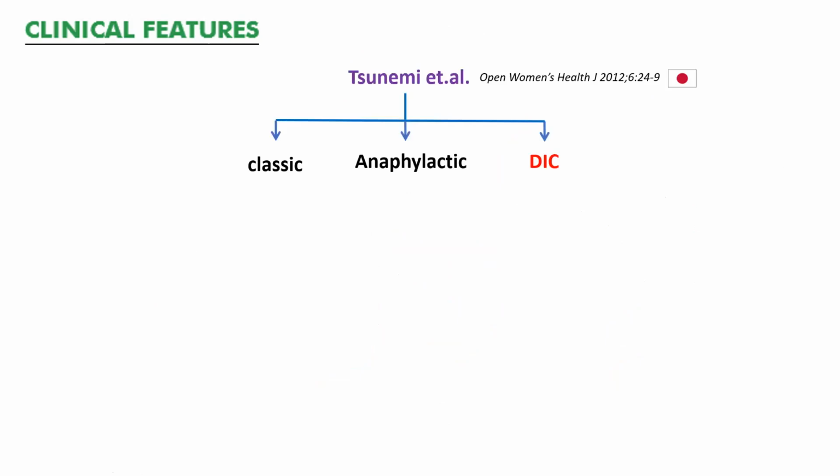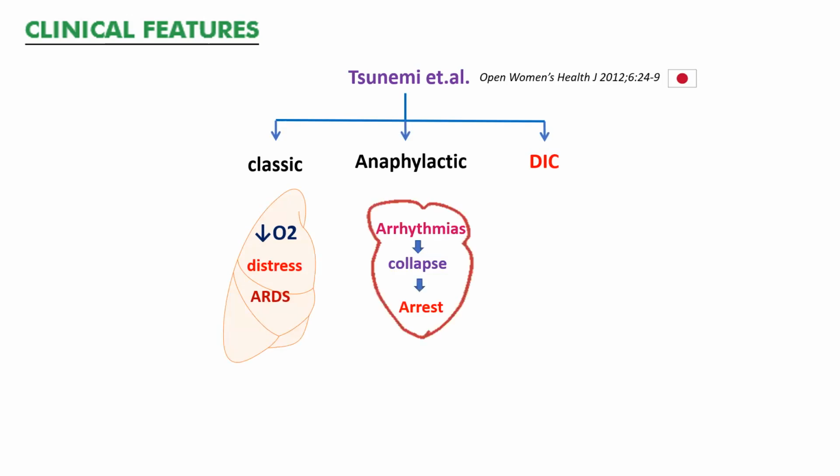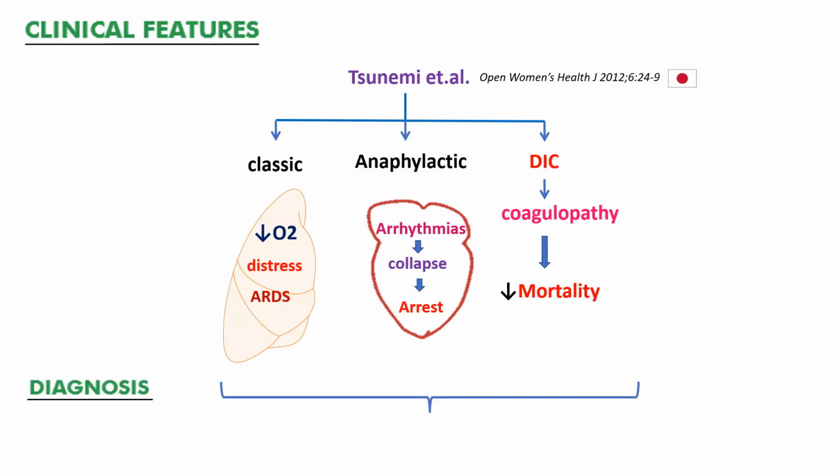So Tsunami et al. from Japan has categorized the manifestation of amniotic fluid embolism into three variants: classic type, anaphylactic type, and DIC. Classic type is predominantly the respiratory manifestations where they have hypoxemia, respiratory distress, and ARDS. Anaphylactic, predominantly they'll have cardiac, where they'll have arrhythmias, cardiovascular collapse, and cardiac arrest. DIC, they'll have coagulopathy. So very simple to remember. These are the three components of amniotic fluid embolism, and all this leads to increase in the mortality. So this is the criteria they have laid out.